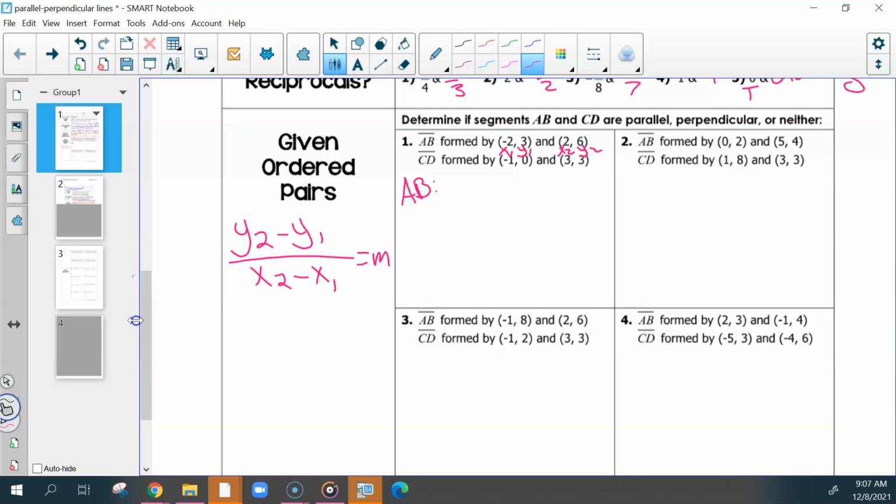So for AB, we would have 6 minus 3 over 2 minus negative 2. What would the slope be? 3 over 4. 3 over 4.